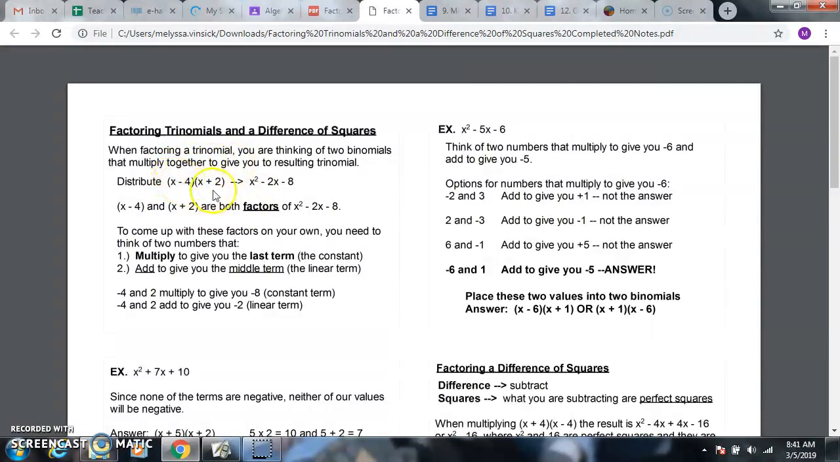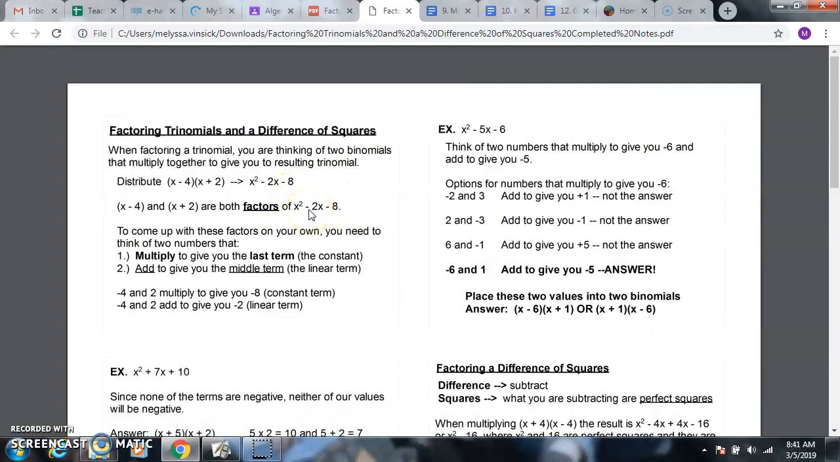In this case, this one is already factored for you, and we're going to go through the steps of how to do this: x minus 4 times x plus 2. If I were to multiply these together with the double distributing, distributing the x to both terms and then distributing the negative 4 to both terms, I would get x squared minus 2x minus 8 as an answer. That means that these 2 binomials, x minus 4 and x plus 2, are both factors of this answer.